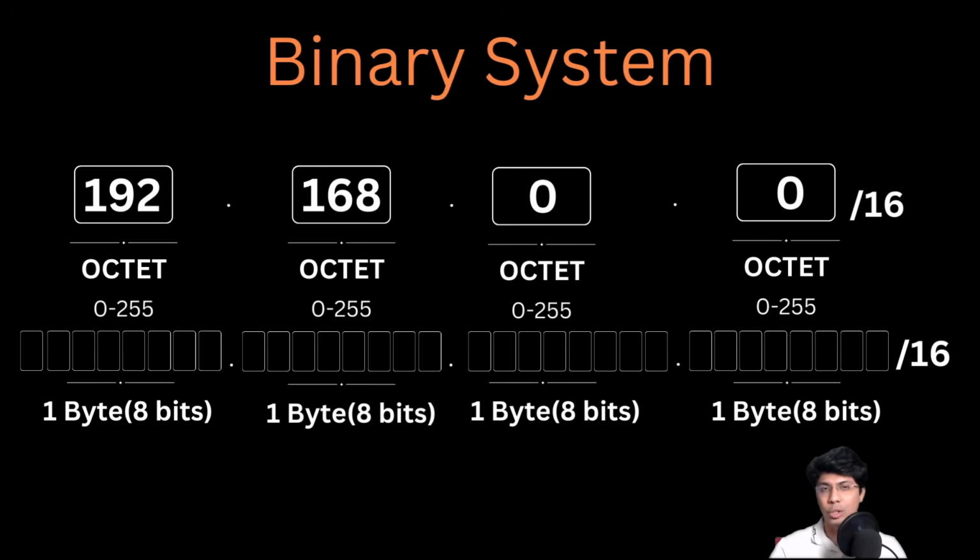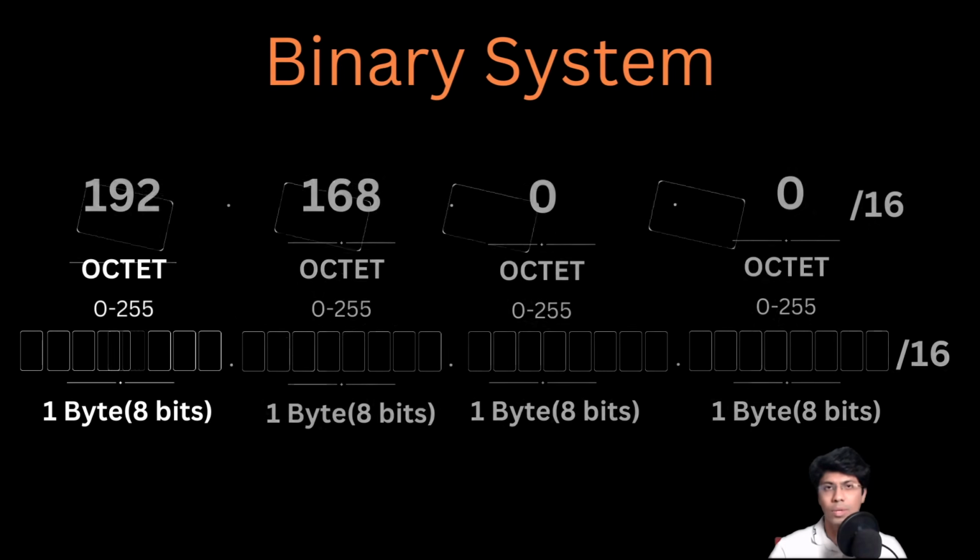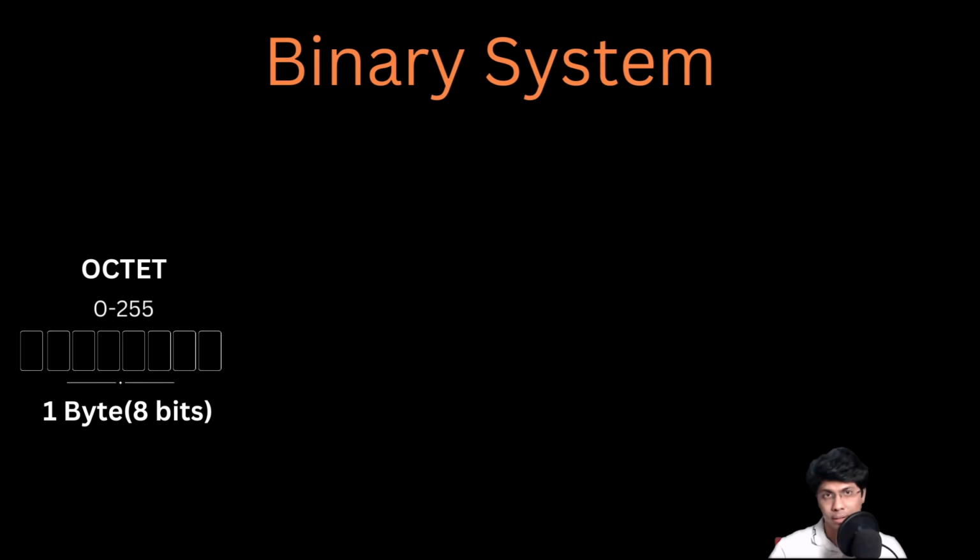Decimal is the human readable number system. Binary is a computer readable number system. In the binary number system, one byte consists of 8 bits and each bit represents either 0 or 1. This is how a computer reads the IP address in binary. Let's clear our concept with 1 byte or 1 octet and understand why the minimum value is 0 and why the maximum value is 255 for each octet.